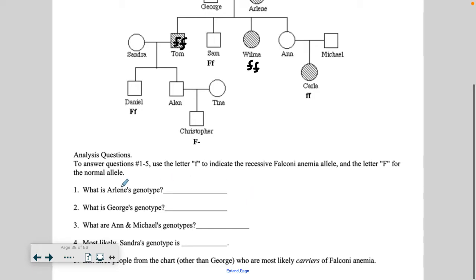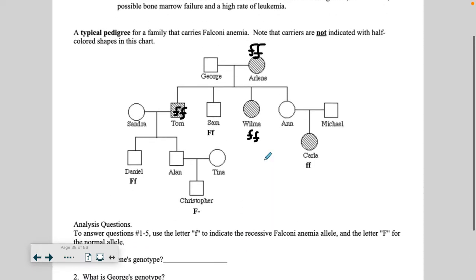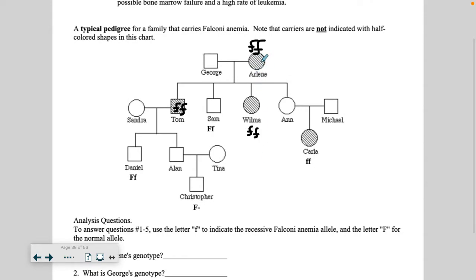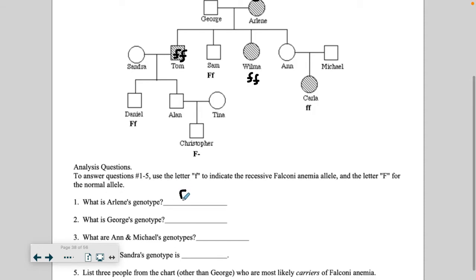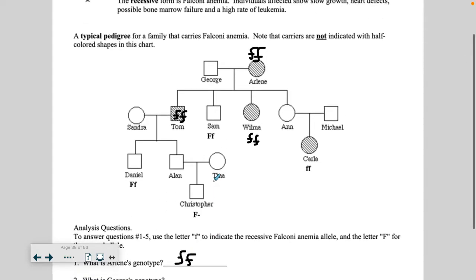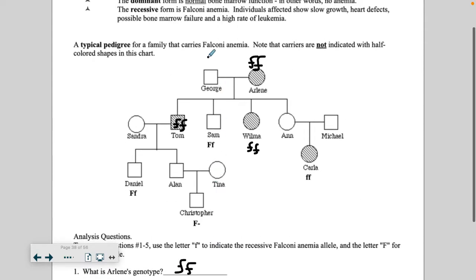All right. What is Arlene's genotype? So Arlene has it, and if you're shaded in, that means you're going to be little f, little f. So Arlene's genotype is little f, little f. What is George's genotype? Okay, so George doesn't have it, right? So you know for sure he's got the big F. But let's just see if they have any kids that have it. Oh, geez, Tom and Wilma have it.